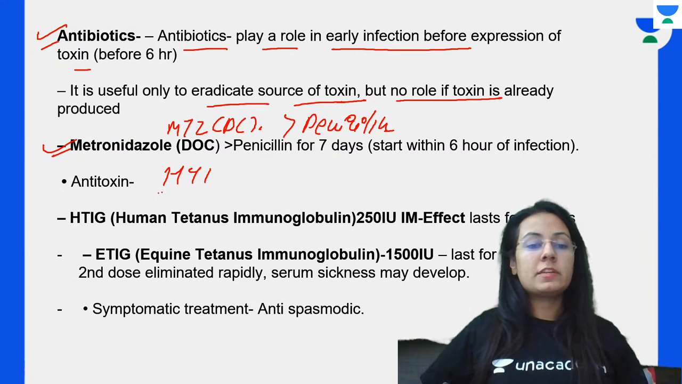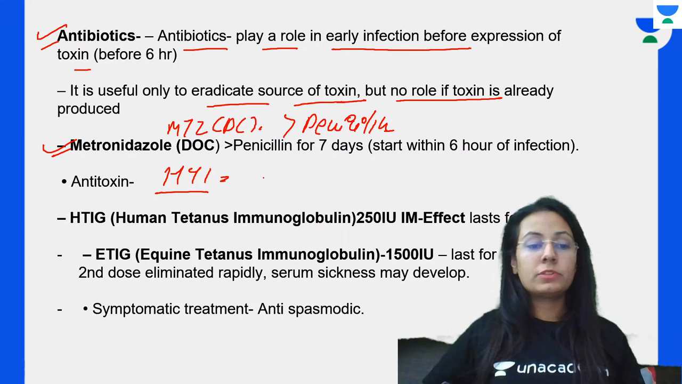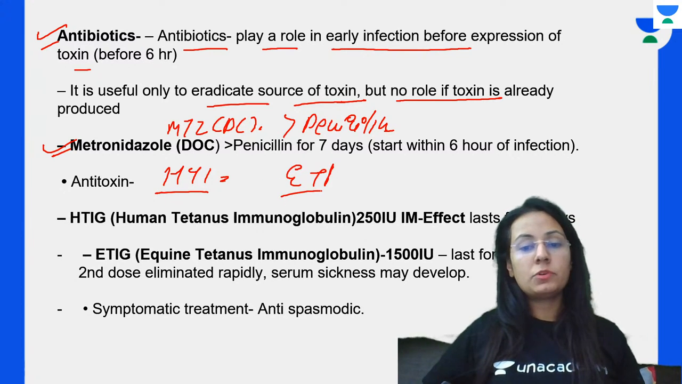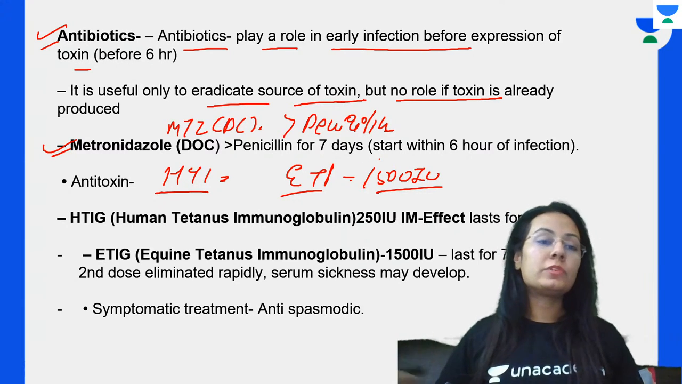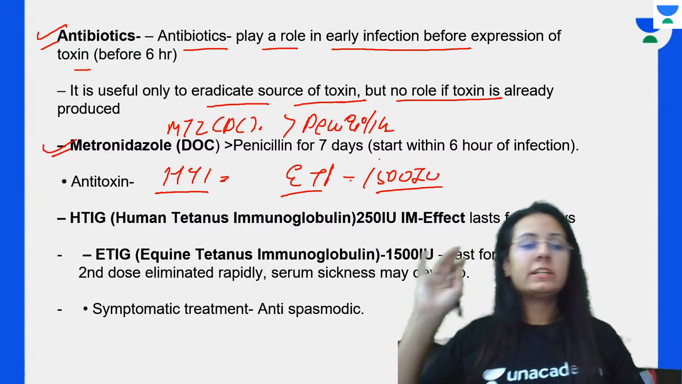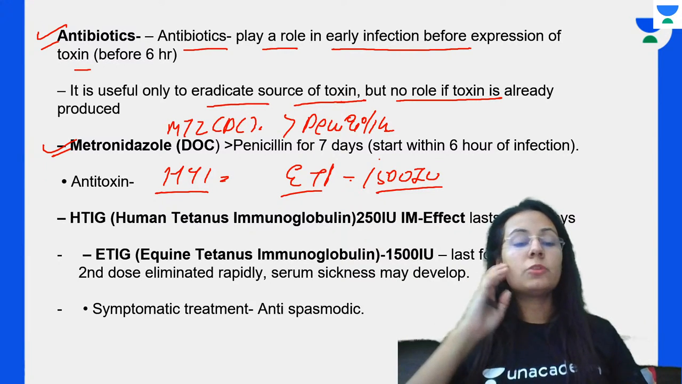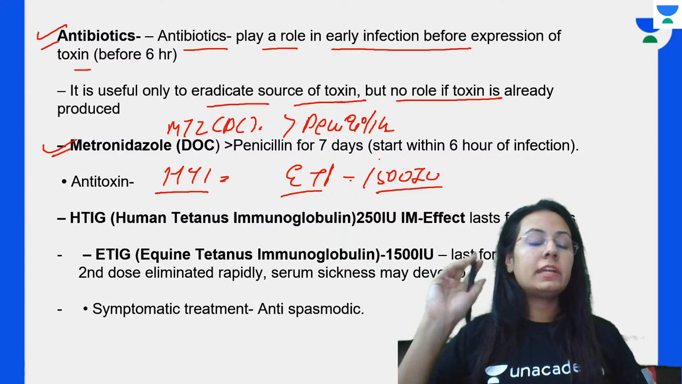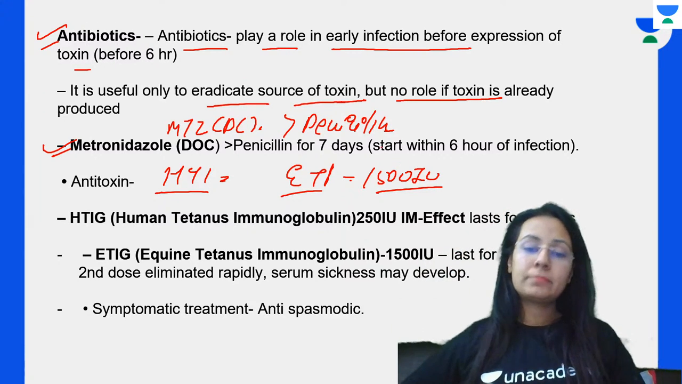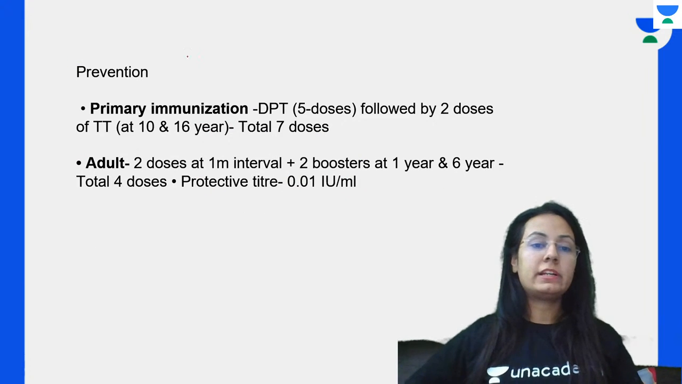Antitoxin human tetanus immunoglobulin is given, the effect lasts for about 30 days. And equine tetanus immunoglobulin dose is 1500 international units. Also, what is the treatment? If it is early infection, then only antibiotic is of use, just before the release of the toxin. Metronidazole is the drug of choice, and we give the human tetanus immunoglobulin and the equine tetanus immunoglobulin in the 1500 IU. That effect lasts for 7 to 10 days.